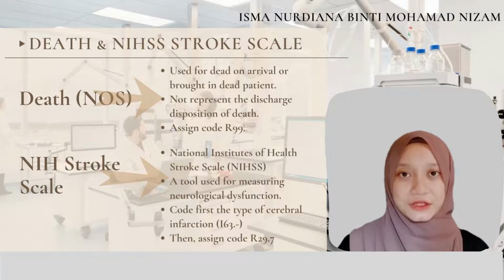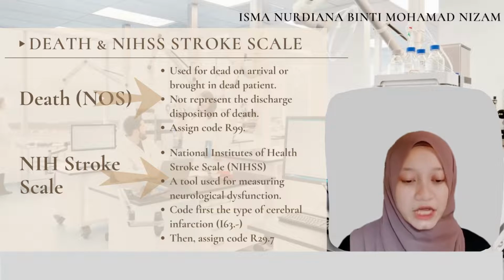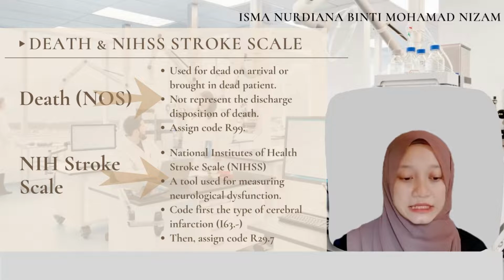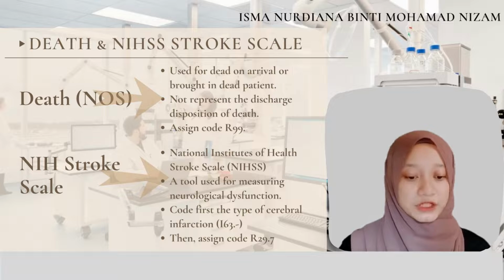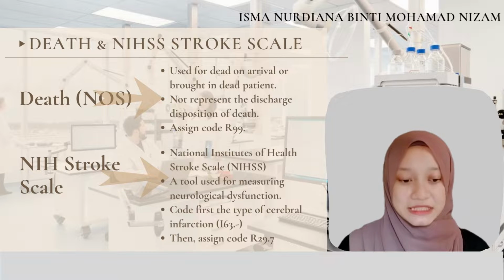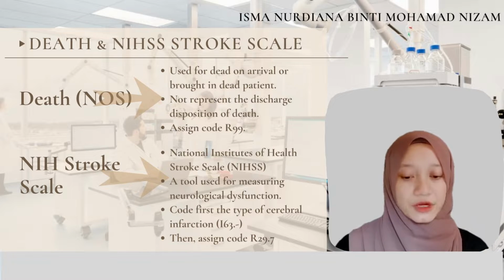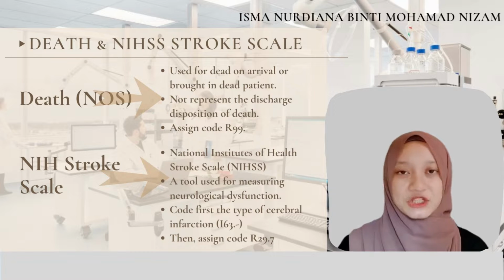To assign the code R29.7, first we must assign the code I63 for the type of cerebral infarction as the principal diagnosis. Then assign the code R29.7 as an additional code.